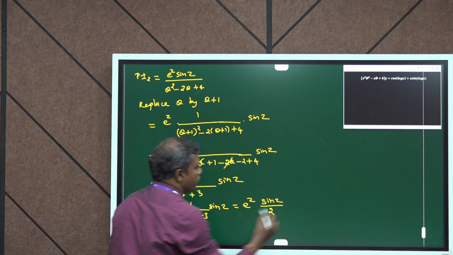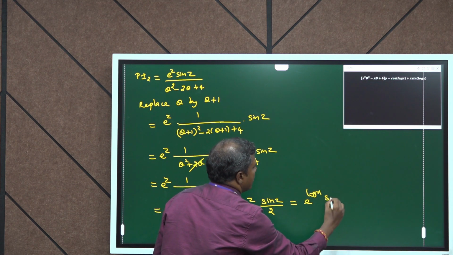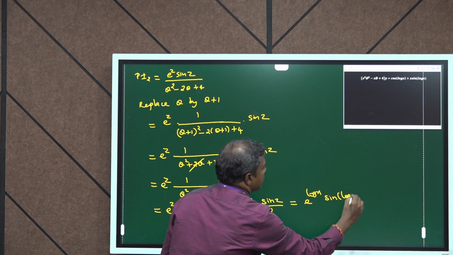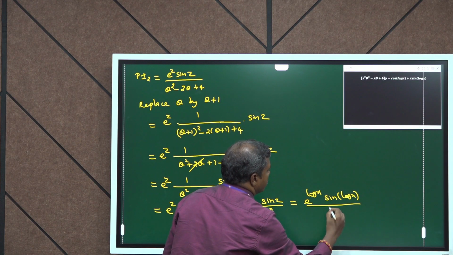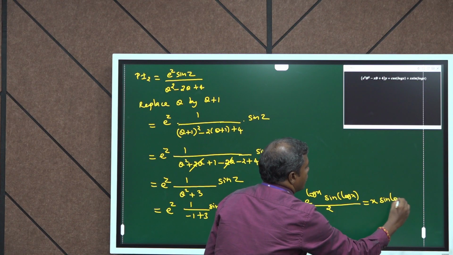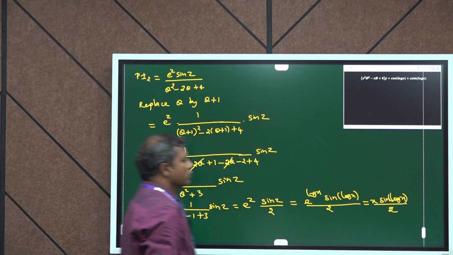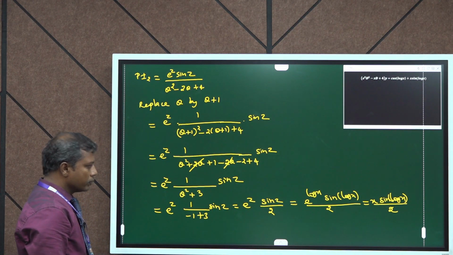So we have to replace z by log x. So e power log x into sin of log x by 2. e power log x is x. So x into sin of log x by 2. So this is our PI2.